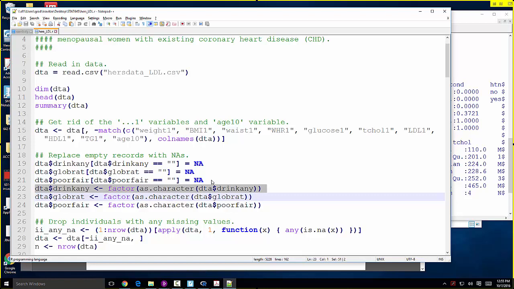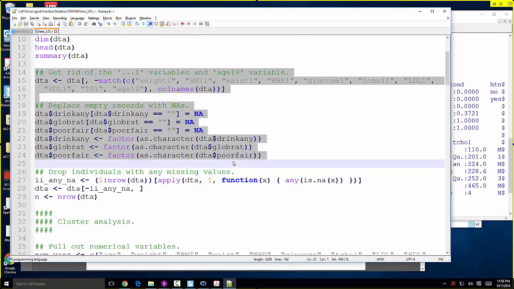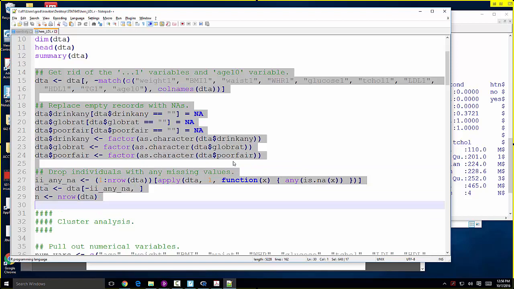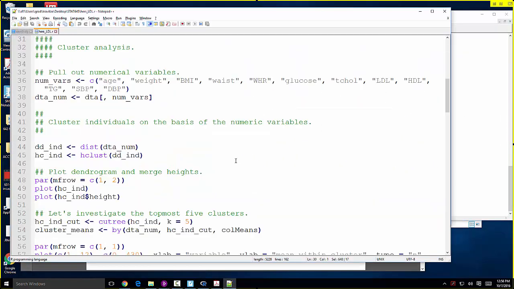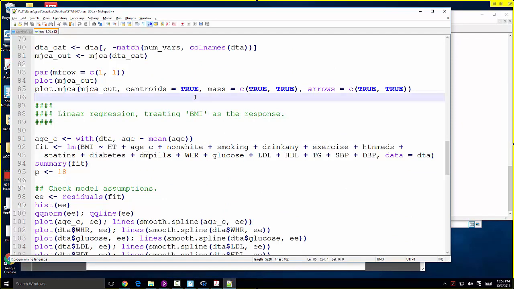So then if I redefine it as a factor, then it will only recognize the 2 non-NA levels, yes and no. So I'm going to run this, a little bit of pre-processing, and then I'm going to drop anybody who has an NA, so we don't have to worry about it. Now let's go down to the new stuff. After correspondence analysis, I have a few regression models.